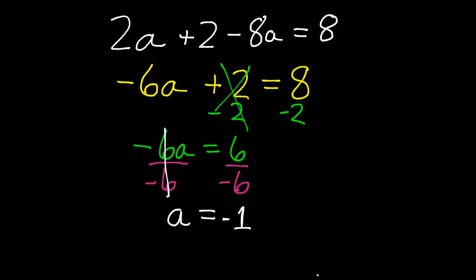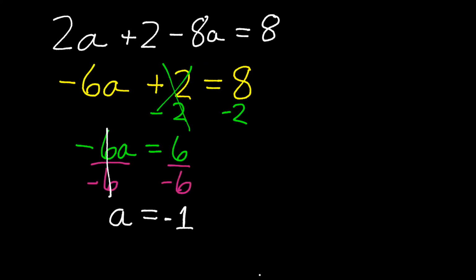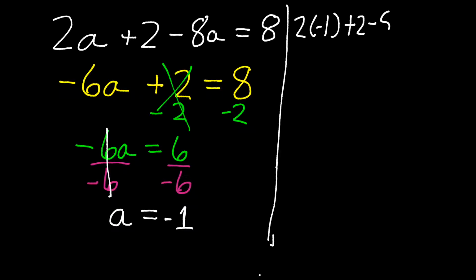Now we need to check our work. I'm going to scoot this over a little bit so we have some room. I'm going to substitute negative 1 into our original equation. We could substitute it into our simplified equation. It would work the same way. But I'm going to substitute it into our original equation, just because. So we have 2 times negative 1 plus 2 minus 8 times negative 1. And this should equal 8.